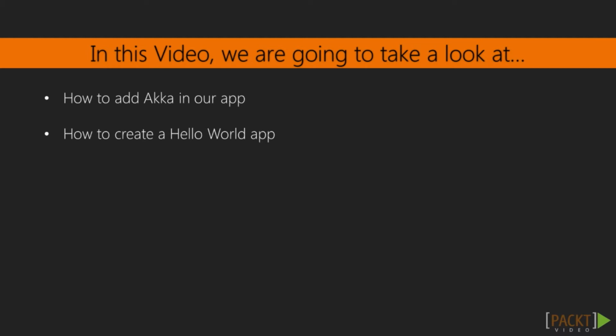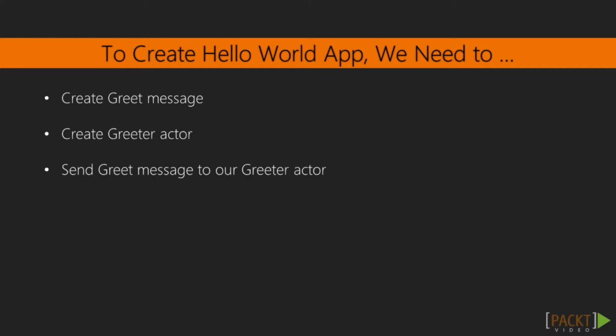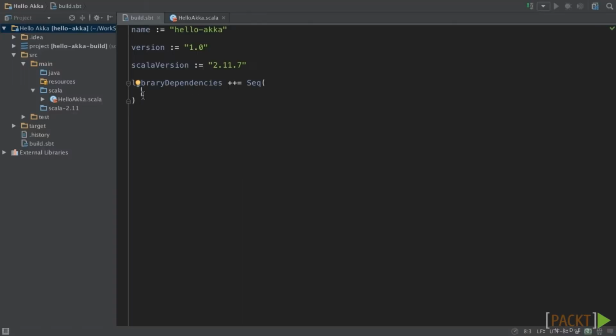Let's begin then. To create the Hello World app, we need to define the greet message and the greeter actor that handles the greet message. Then, we'll create an instance from the greeter actor and finally send our greet message to our actor instance. The first thing we need to add is the Akka library on our library dependencies in the build.sbt file. Now we are ready to define the greet message and greeter actor.